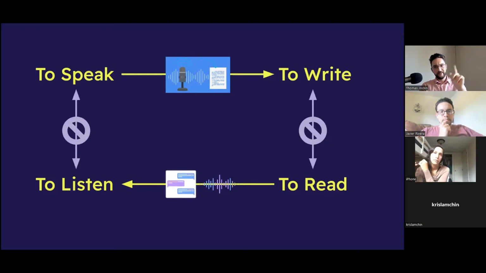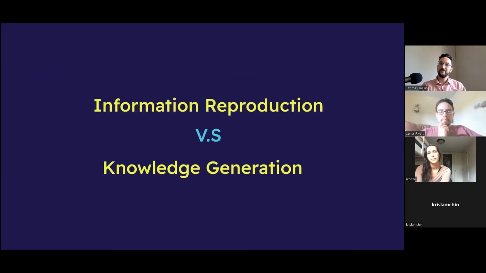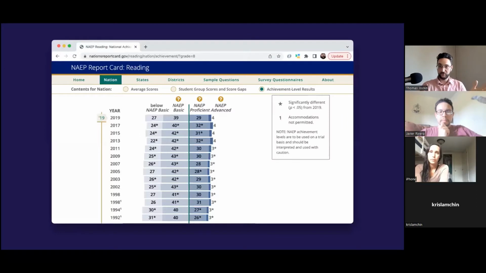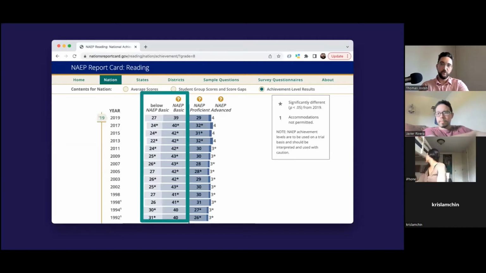But the key thing to pick up is that it's not necessarily this connection top down of reading and writing and speaking and listening. And this is relevant because there is a very big difference between information reproduction and knowledge generation. And some examples from just contemporary literacy studies. This is from basically a major organization in the United States that studies literacy results in the United States. So this section I just highlighted is the demonstration. These are individuals who do not read at a proficient level.